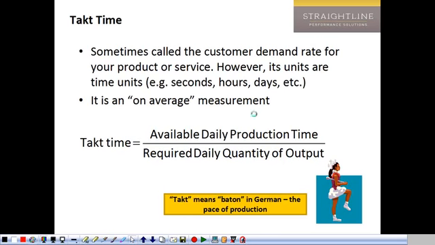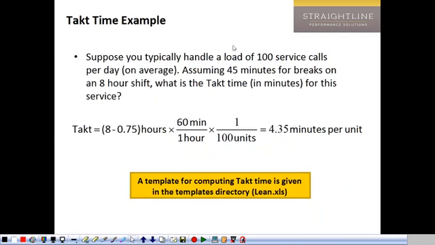Let's go over an example. Suppose you typically handle a load of 100 service calls per day on average. If you have 45 minutes for breaks on an 8-hour shift, what is the takt time in minutes for this service? In other words, we have to answer 100 service calls per day. That means that we have 8 hours minus three-quarters of an hour, that's 45 minutes, times 60 minutes in an hour.